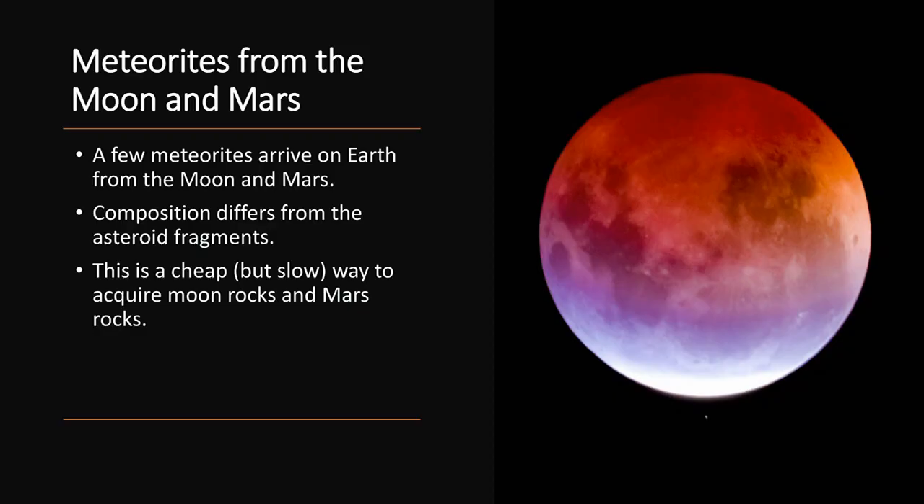So if you have a big enough impact on, say, the moon, some of that material will get kicked out into space, and some of that material might land on the Earth. So this is a kind of a cheap way to collect material from a different planet, but you're only ever going to get probably the surface material from that planet, and it's going to take a very long time to build up any kind of meaningful sample, because the meteorites might not survive the trip through the atmosphere, or it's also not easy to find a meteorite once it hits the ground, especially if it's very small.